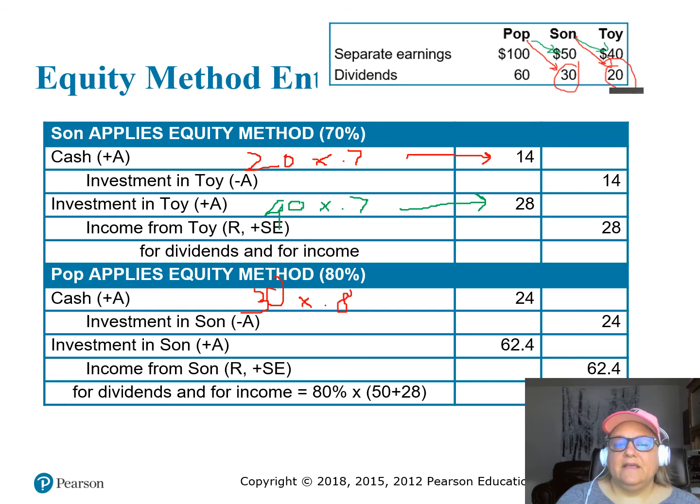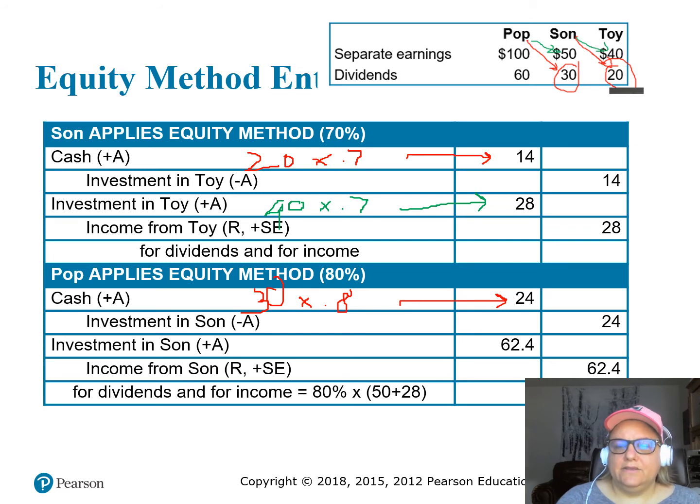Okay, so again, this is going to be the amount of dividends son is paying out, and pop is an 80% owner of son. Okay, now this is where it gets a little tricky. The investment and income from son. There's two things that pop has. They get to take in the separate earnings from son, right?